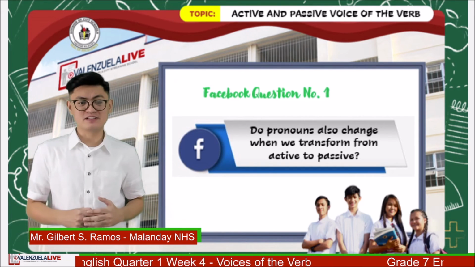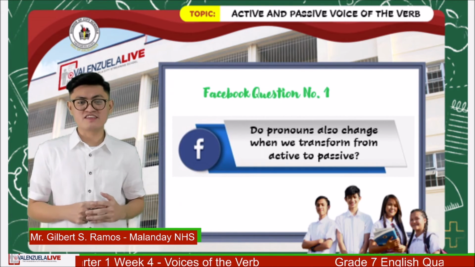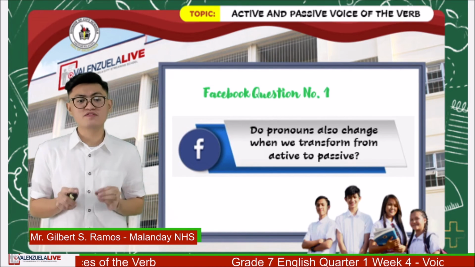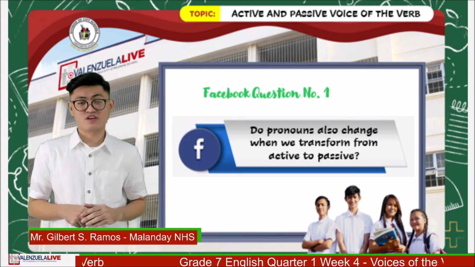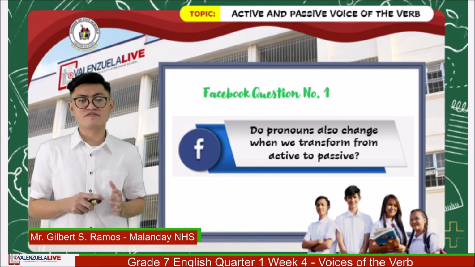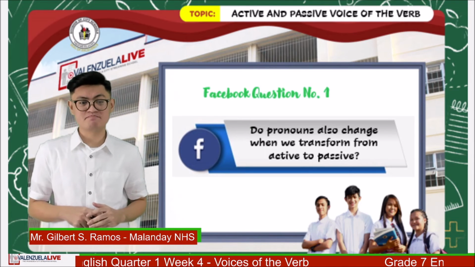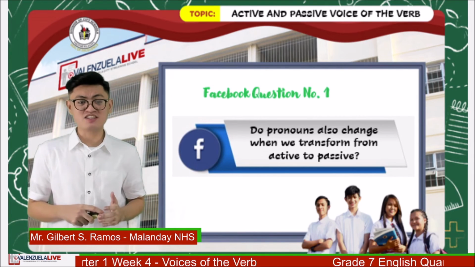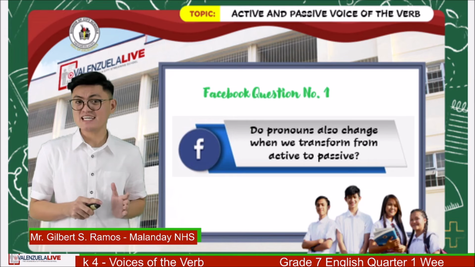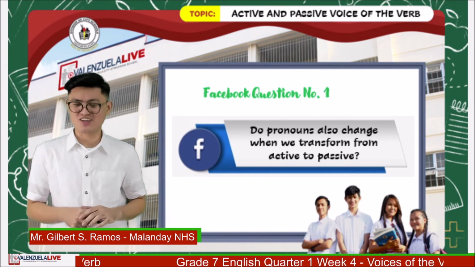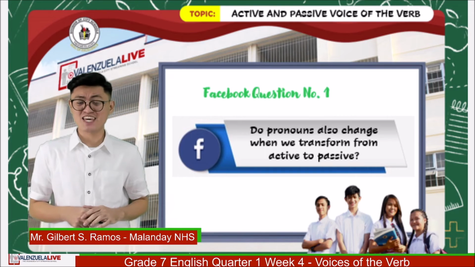For example, if the sentence is in active voice, he distributes the food packs. So in passive voice, the food packs are distributed by him. Notice the change in pronoun from he as the subject and him as an object. Thank you for that question.